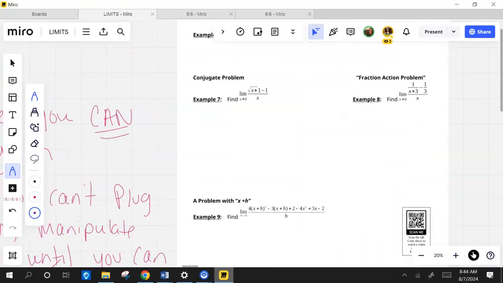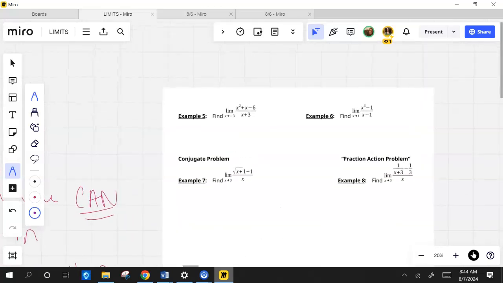Mine's in a little bit different order than yours is. So yes, you might have to factor. You might have to complete the square. Remember, though, that's not the calculus that's stumping you. The calculus is evaluating the limit, right? But it's doing all that background stuff that kind of starts to throw us. So look at example 5.